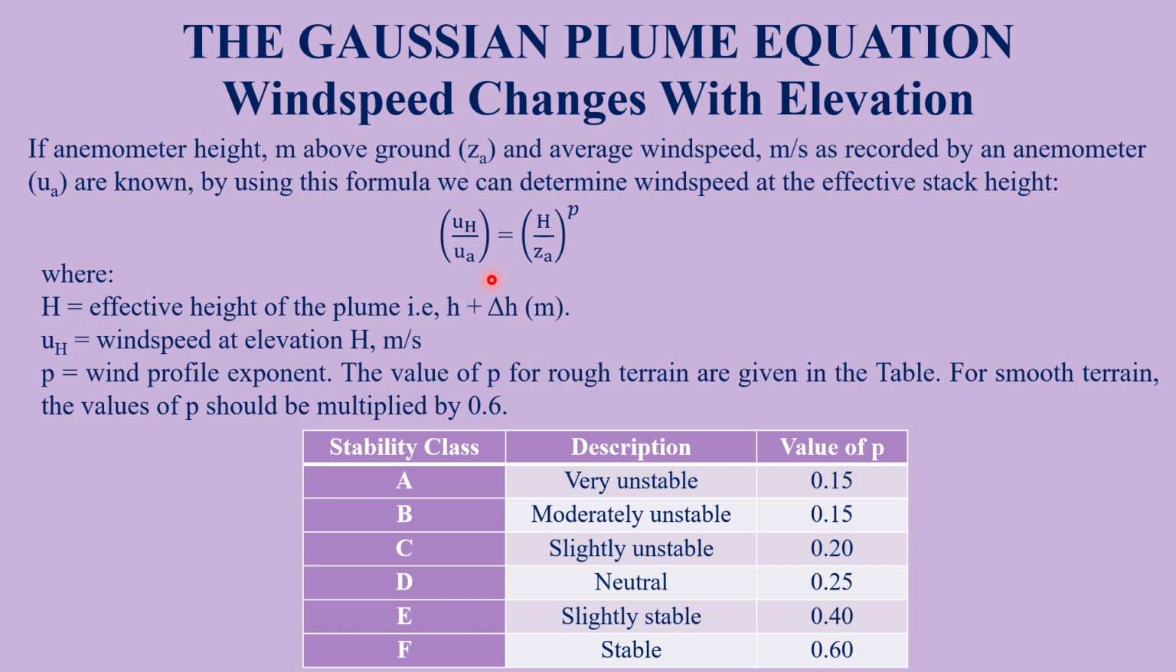But for estimating this capital H, del H, that is plume rise determination, is required. And once del H is estimated, UH will be calculated. So other than the estimation of plume rise or del H, we cannot identify H. If we cannot identify the value of H, we cannot get the wind speed at effective stack height.